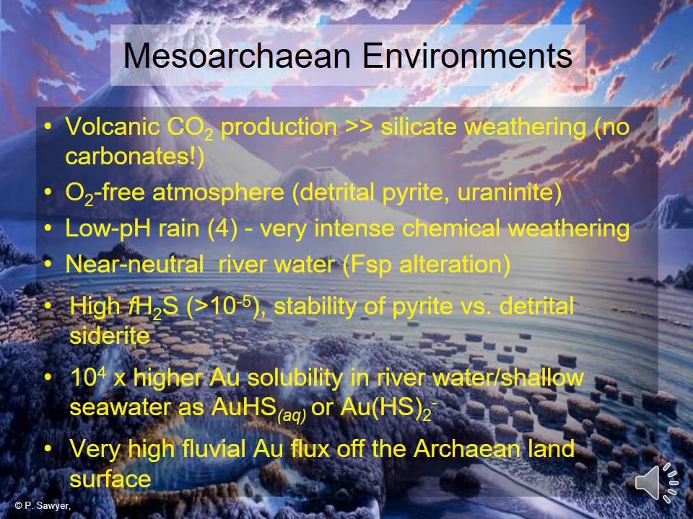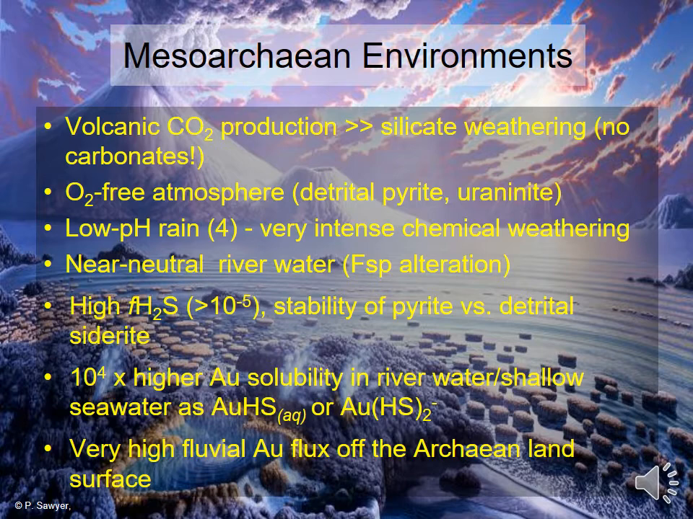Just close your eyes and imagine what the world might have looked like in the Mesoarchaean. You would have been now in a world in which a lot of CO2 was produced, thanks to a hell of a lot of volcanic degassing. That, of course, led to the lack of carbonates, because the CO2 production would have been much more effective and intense than silicate weathering. And, well, there are no carbonates to speak of in the Witwatersrand sequences. The next thing you should imagine is the atmosphere you're breathing in doesn't contain any oxygen. We know that from the presence of detrital pyrite and detrital uraninite, amongst other things.